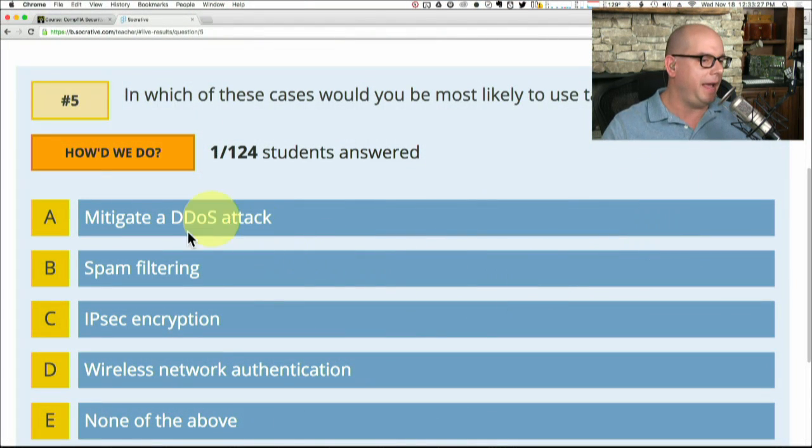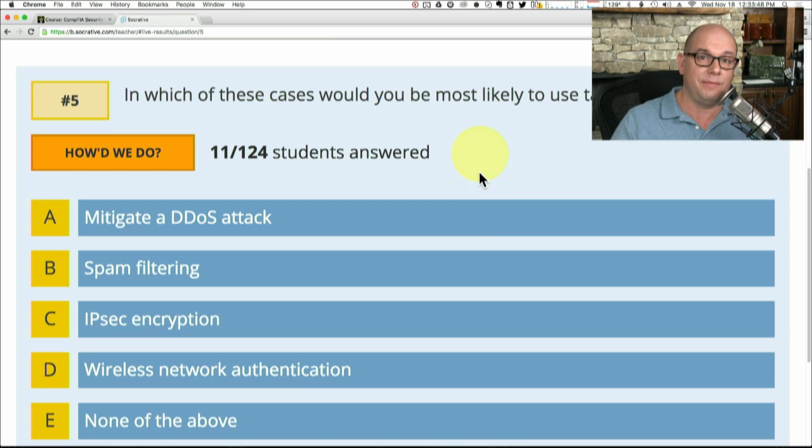Would it be to mitigate a DDoS attack? Would it be for spam filtering? Would it be for IPsec encryption? Would it be for wireless network authentication? Or would it be none of these? It would be none of the above. So in which cases would you be most likely to use tarpitting? It's got to be one of these, especially since there's a none of the above. It really does have to be one of these, because I have an out there at the bottom.